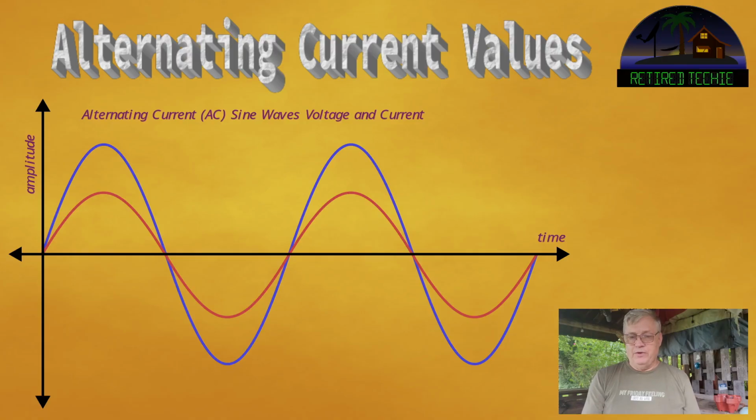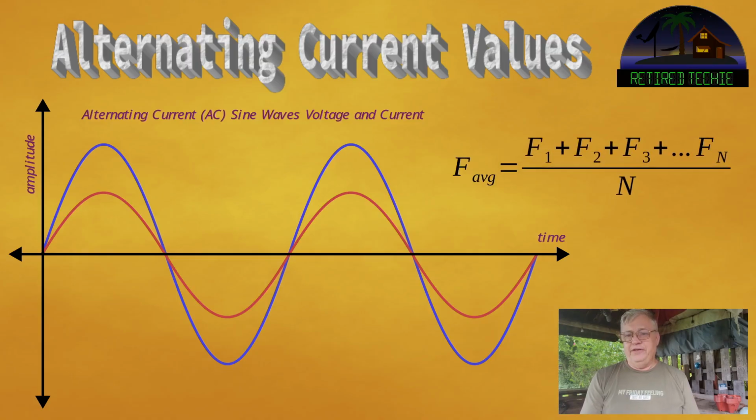But there are other ways to express AC, so let's look at the formula for average. If we take a number of slices of our sine wave and we average the voltage of each slice, then we add all those slices together and we divide by the number of slices. This gives us average of voltage. You can see the formula here for it.